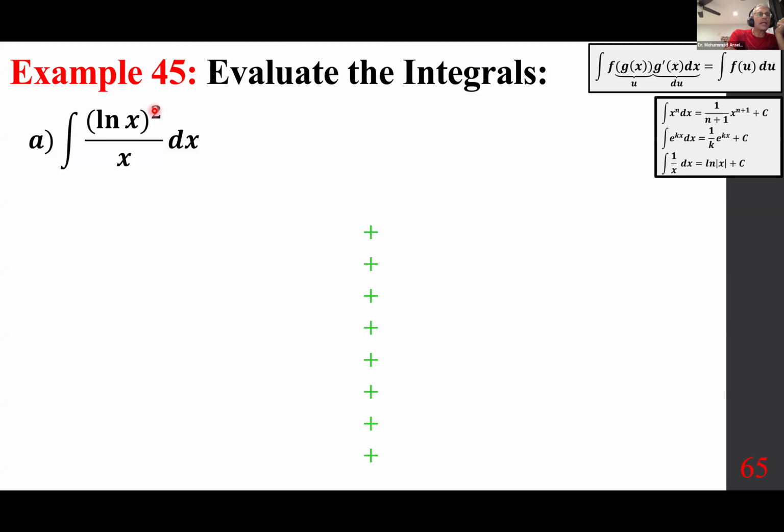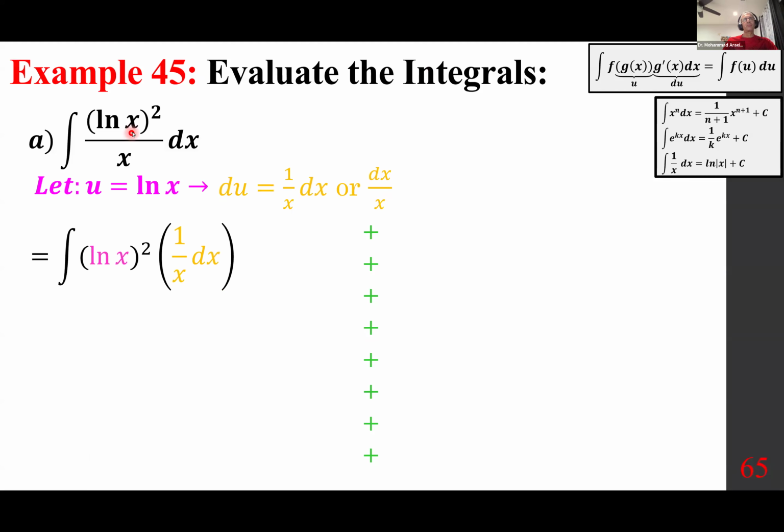Evaluate the integral of ln x to the second power over x dx. In general, when you are integrating and ln x is involved, ln x is a choice option. As you know, its derivative is 1 over x, therefore du is 1 over x dx or dx over x. Both ways are fine. And I'm going to rewrite that so it becomes clear what we are dealing with, which is ln x to the second power, or u squared, 1 over x dx or dx over x. Both formats are fine. That is du.